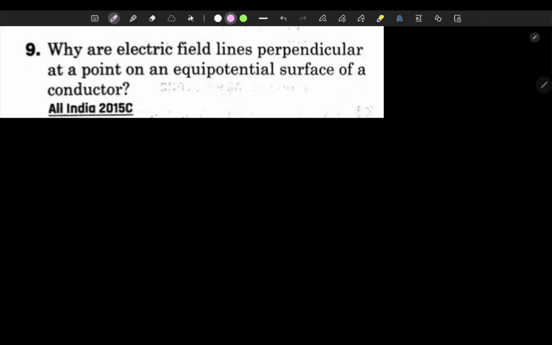Next, come to our question number 9, one of the finest questions. Why are electric field lines perpendicular at a point on an equipotential surface of a conductor? What is the reason behind the perpendicularity of electric field lines with respect to the equipotential surface? Simple. You actually have to show it mathematically. So what you have to write?